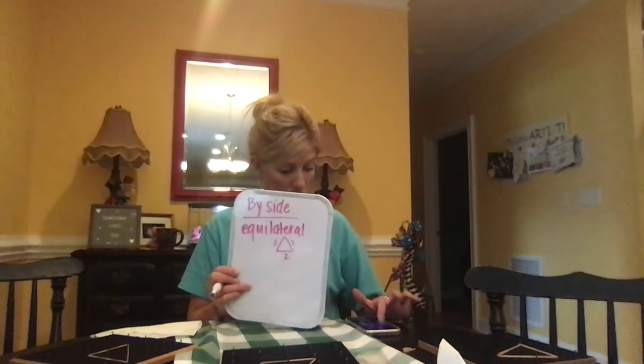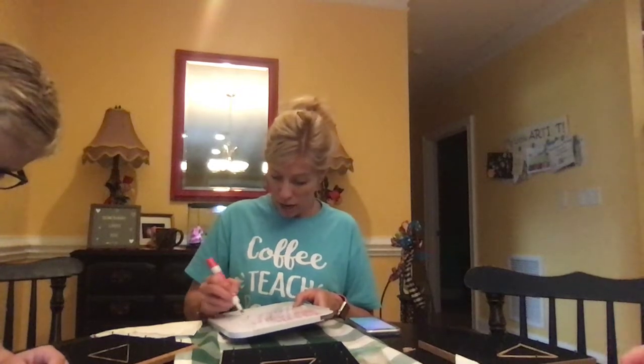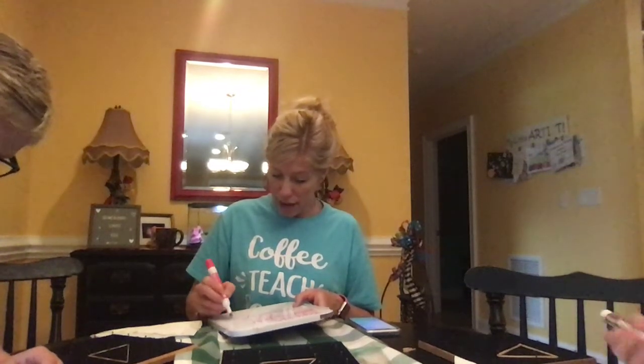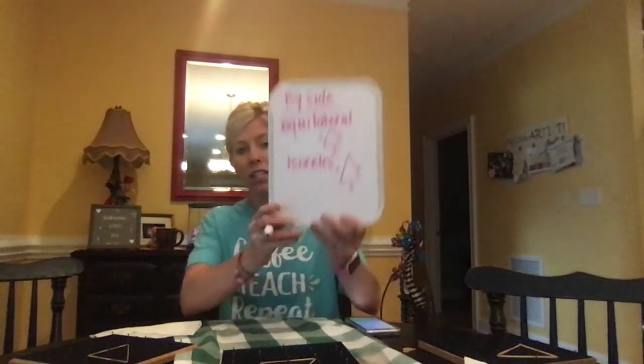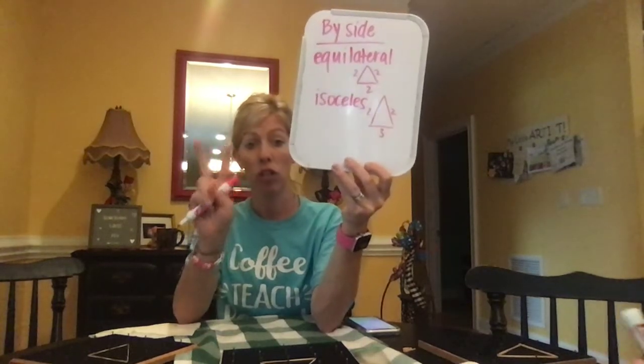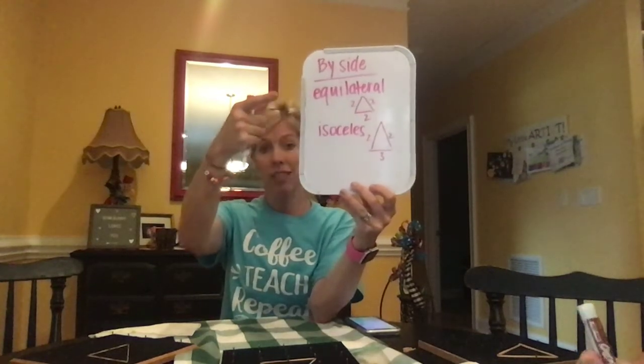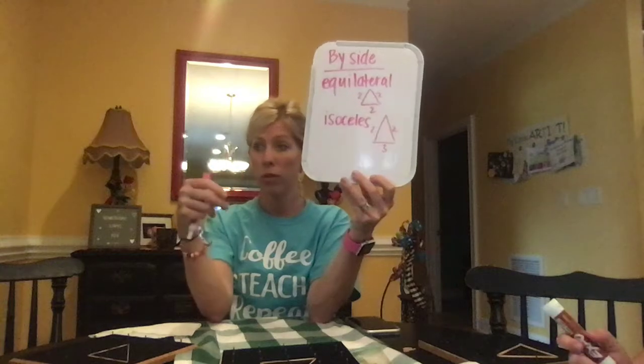Another way that you can classify these is called isosceles. Have you heard of that, Hatch? Okay. Now, most of the time, when we see an isosceles triangle, it looks kind of like this. But isosceles means it has 2 equal sides. So equilateral has 3 equal sides. Isosceles has 2 equal sides.